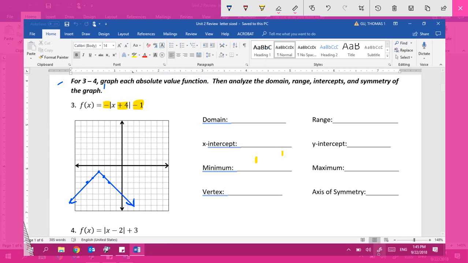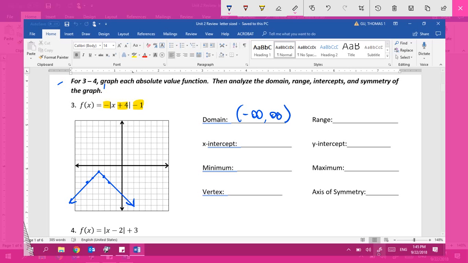So first, domain. Domain is going to be the furthest left the graph goes, the furthest right. Notice there's no interval, so that means we're just looking at the whole graph. So on this graph, where's the furthest left it's going to go? That's negative infinity. You can't reach infinity, so we use a parentheses. What's the furthest right it's going to go? Never stops. It's got the arrow, so it's going to positive infinity.